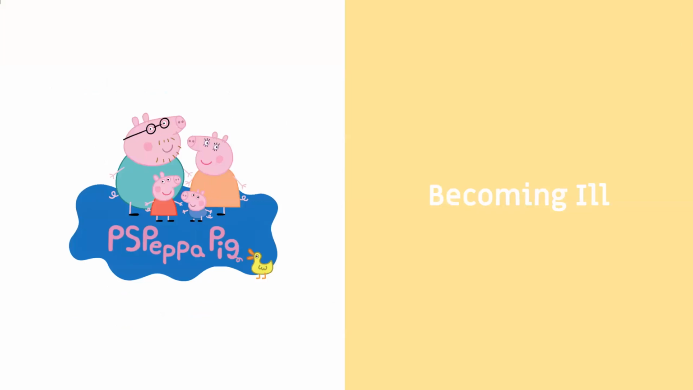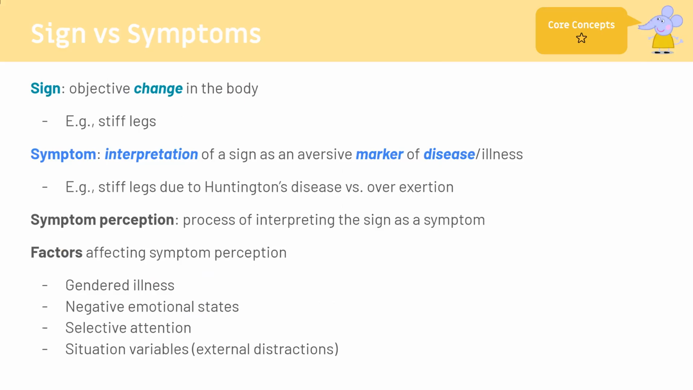Now we want to go into becoming ill. So what happens when you're about to become ill or you're getting sick? It's really important to know the difference between signs and symptoms. It can be confusing at the start, but basically a sign is an objective change in the body, for example, stiff legs.